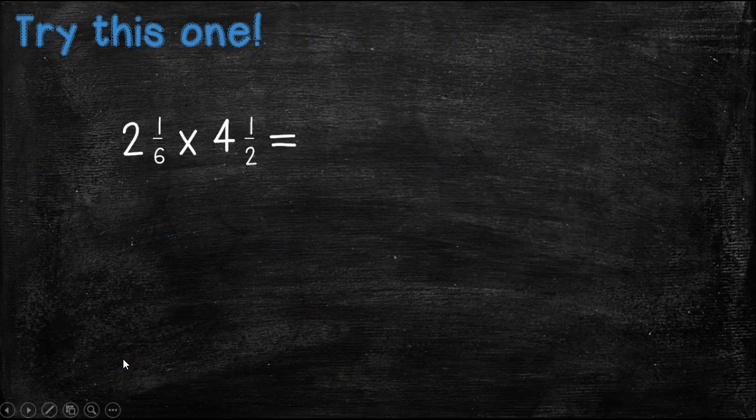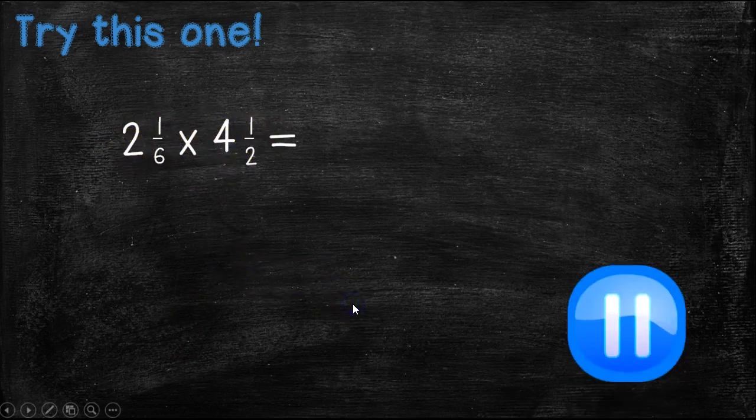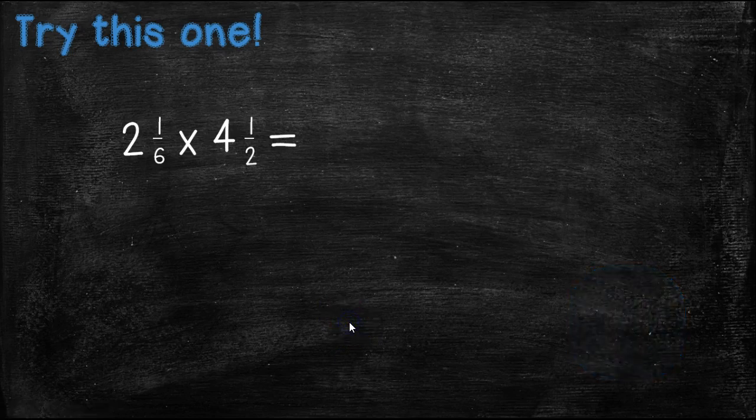Now go ahead and try this one. 2 1/6 times 4 1/2. Remember, you cannot multiply until you change these into improper fractions. Go ahead and pause the video, figure it out, simplify it, make sure you give it back to me, not in an improper fraction, but a mixed number, and then check to see if we got the same answer. Coming back in 5, 4, 3, 2, 1.